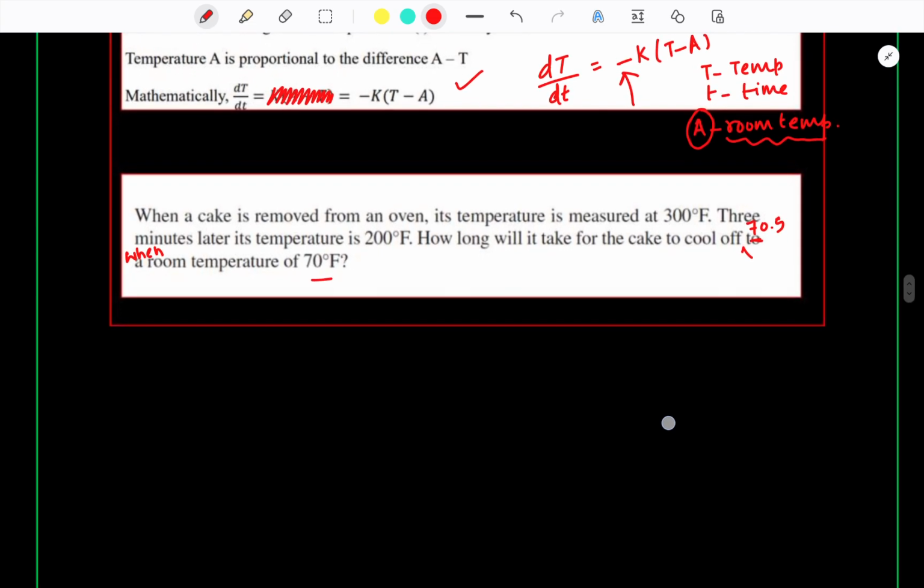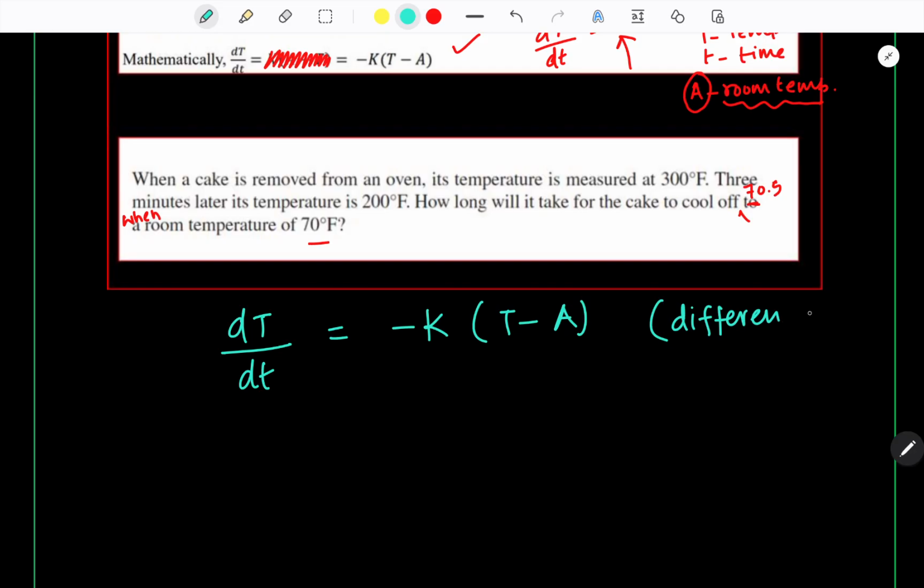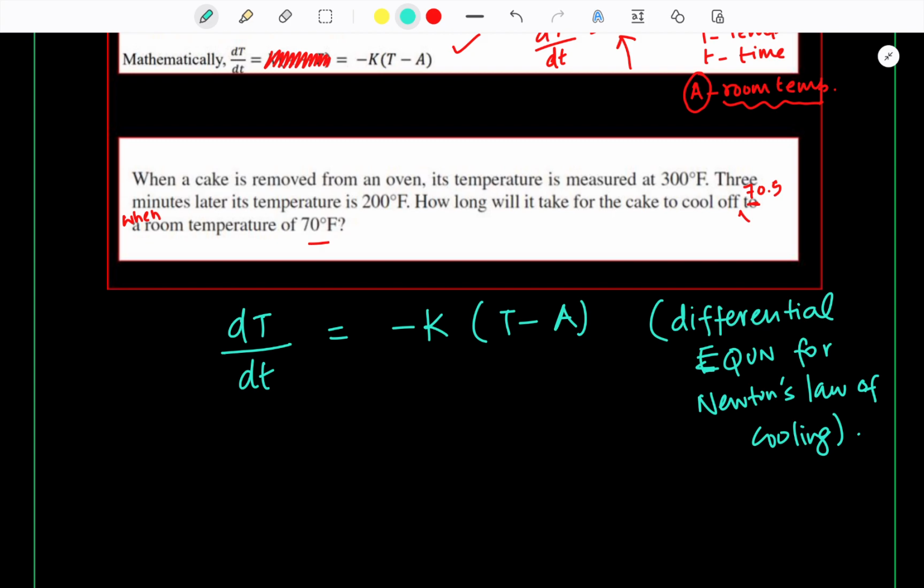Whatever the question may be, if it is about Newton's law, you have to take this equation: dT by dt equals minus k times (T minus A). This is the differential equation for Newton's law of cooling. This equation you have to remember. Equations will not be given. You have to remember this equation.